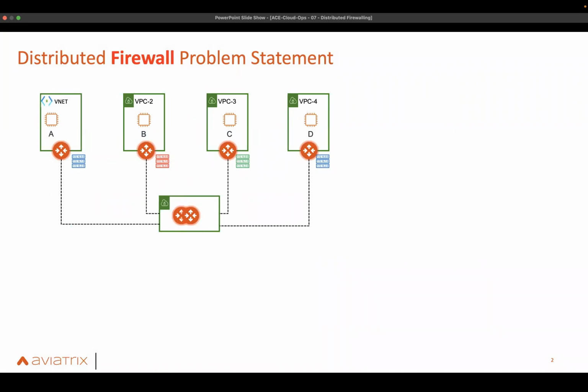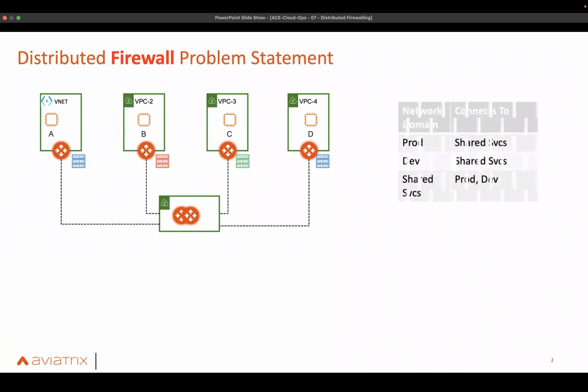associate the spoke with one of these network domains. So you can see the spoke on the left is in dev, the one that has B is in prod, the third one is in shared services, and the fourth one is in dev. So everything looks good. And let's try to understand.